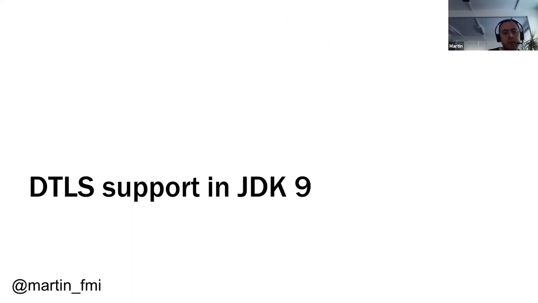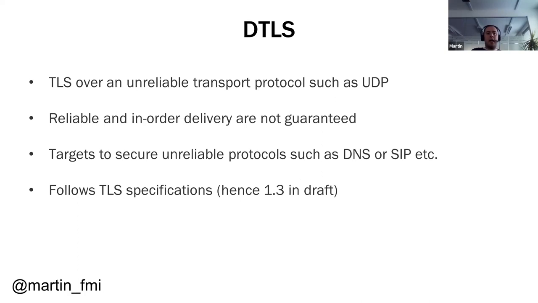Now, let's talk a bit about the DTLS protocol that's supported as of JDK 9. TLS originally runs on top of a reliable transport protocol such as TCP. However, many applications such as DNS or SIP really need to use an unreliable connection. And in those cases, we need a protocol equivalent of TLS that also works on top of UDP. That's the purpose of DTLS, to be TLS running on top of UDP. The DTLS protocol specifications follow the TLS specifications. At present, there is version 1.3 in development, which is also supported by the JDK.